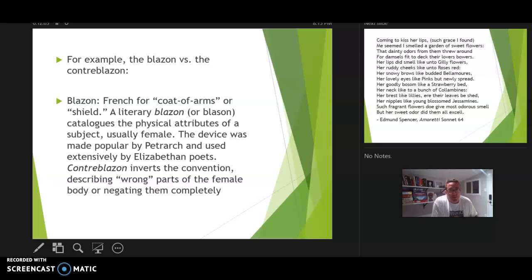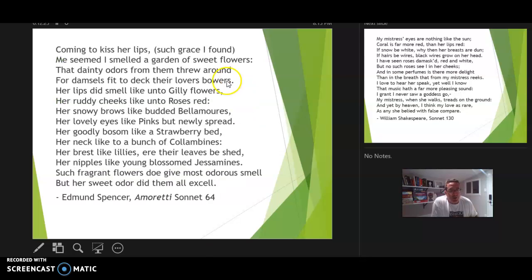The device was made popular by Petrarch, that Italian I've been talking about, and used extensively by Elizabethan poets, so poets during the reign of Elizabeth I, including Shakespeare. And the contrablazon inverts that convention, describing the wrong parts of the female body or negating them completely. So this is a way that poets would go back and forth to talk about beauty and other ideas.